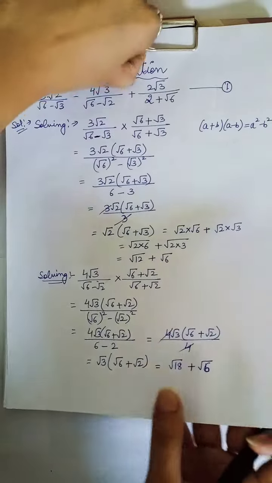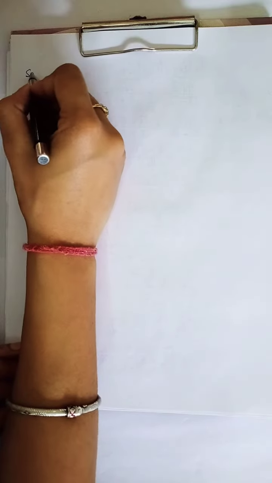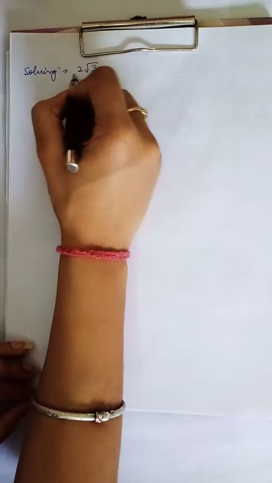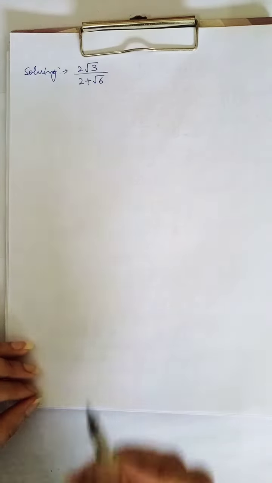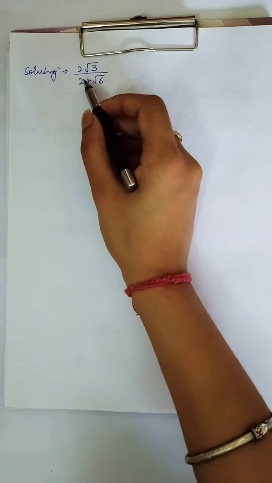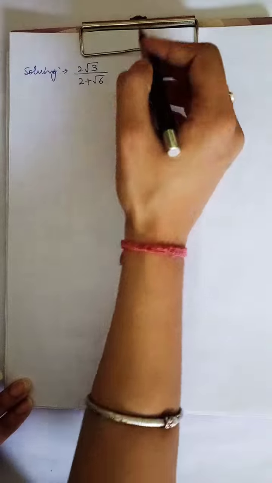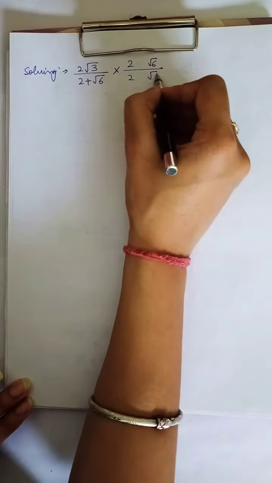Now I am moving to the third term. The third term is 2 root 3. Now I am solving 2 root 3 divided by 2 plus root 6. Okay. Now see, here it is a natural number over here, but the method is same as it is added to root 6. Therefore, we will multiply it with, first of all, I am writing the number.